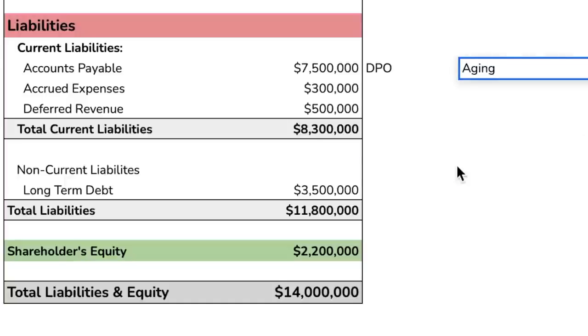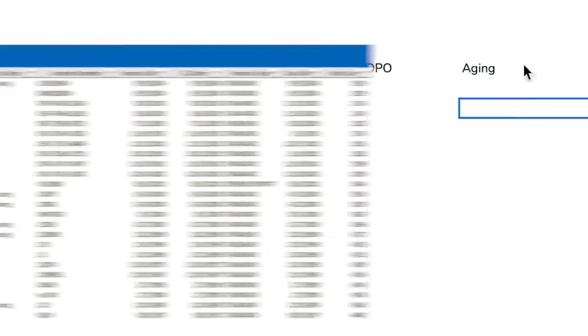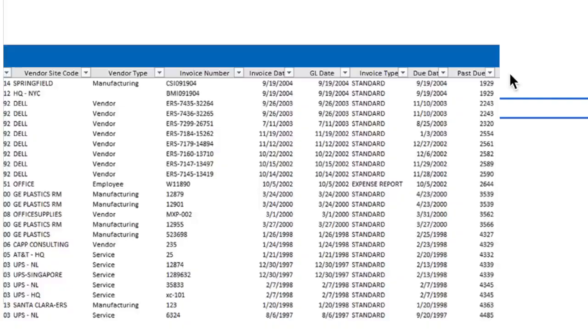So DPO is the first thing to look at, and the second thing is going to be aging. Similar to when we talked about accounts receivable, when we look at accounts payable, we want to look at the aging of the composition of the $7.5 million to determine how much of it is current and how much of it is aged.